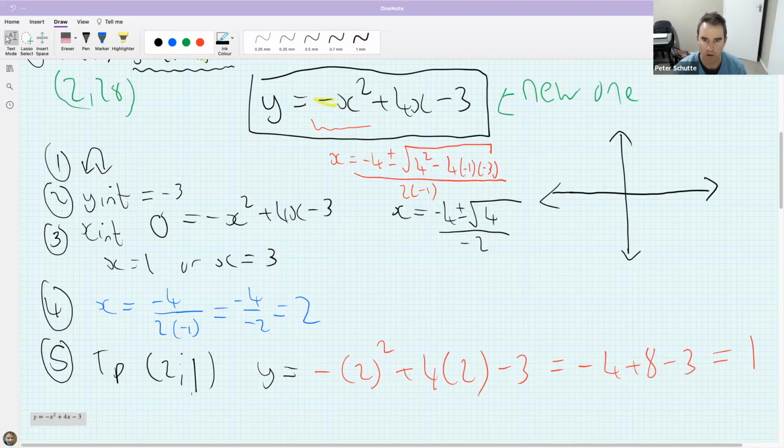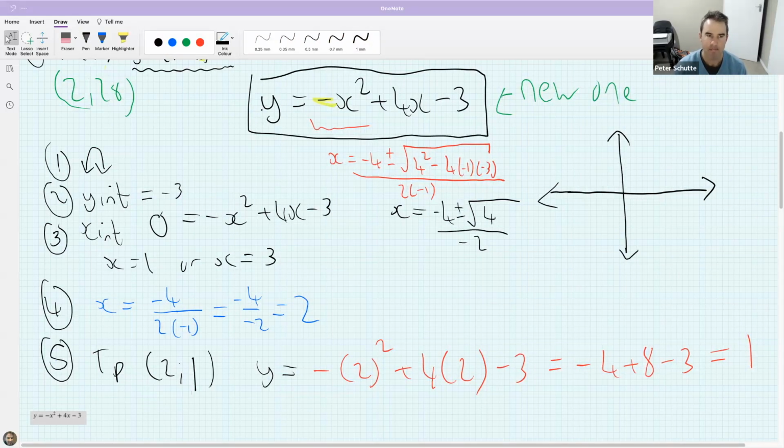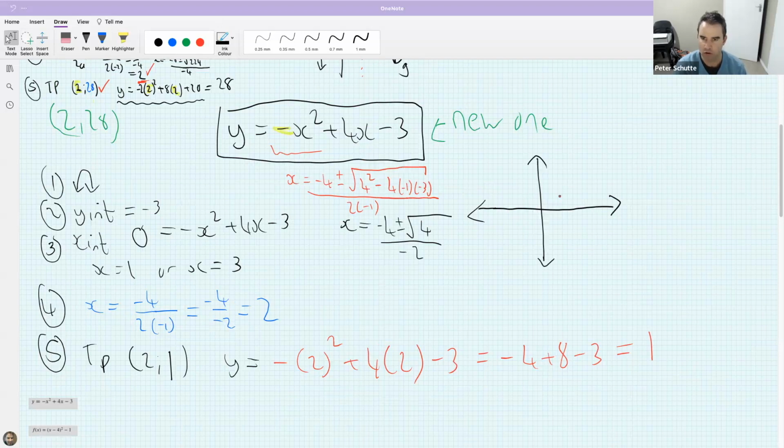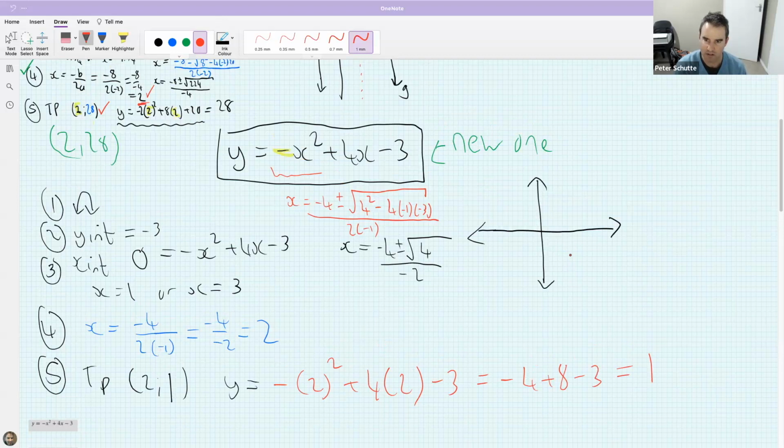So I want you to draw your parabola now. And what I said was we make our axis of symmetry. So it's a little bit unclear, but we get x is 2, and then we want to make dots for the other intercepts. So we know that there is a x is 1 and x is 3. And we know that our turning point is at 2, 1. So the turning point would be here. And then the y-intercept is -3. So it's going to be down here.